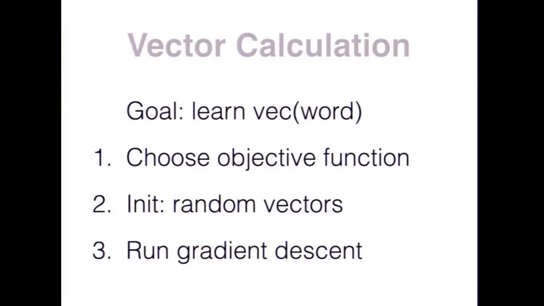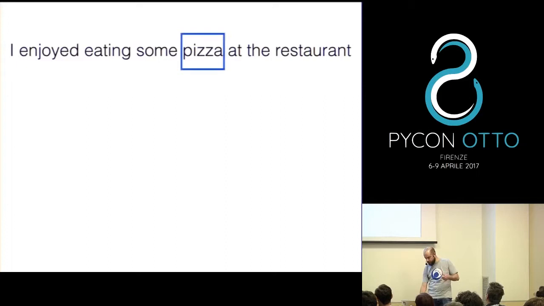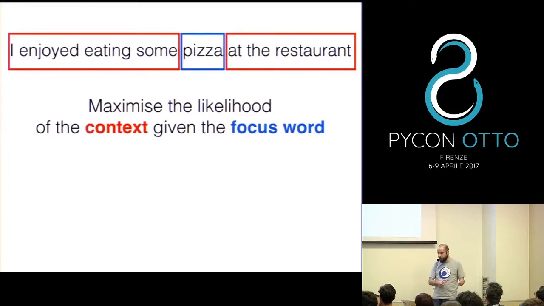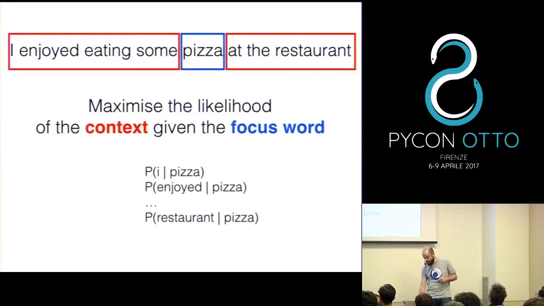So again, taking the previous example, we have a word and we have the context of the word. So essentially our objective here will be to maximize the likelihood of the context word given the focus word. So we're going to end up with a bunch of probabilities that look like this: the probability of observing a context word given that we observe the focus word.